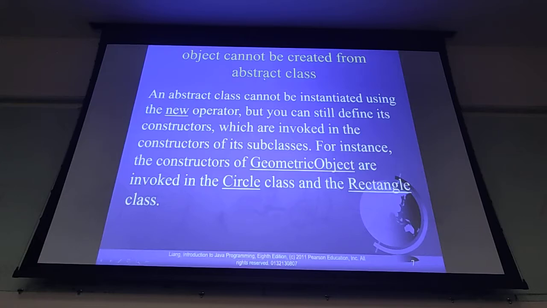An object cannot be created from the abstract class. That I told you. That means we cannot use which operator? The new operator. So we cannot use the new operator to create an object of the geometric class. But we can create an object of the circular class and which one? If you cannot use the new operator, that means the constructor will not be called. The constructor is called when an object is created, when we use the new operator.